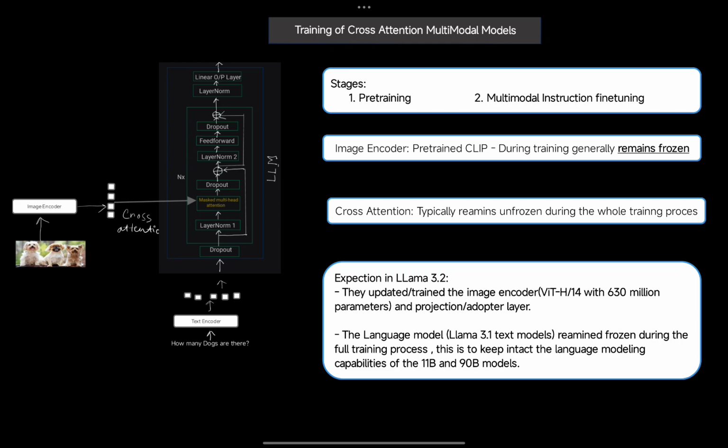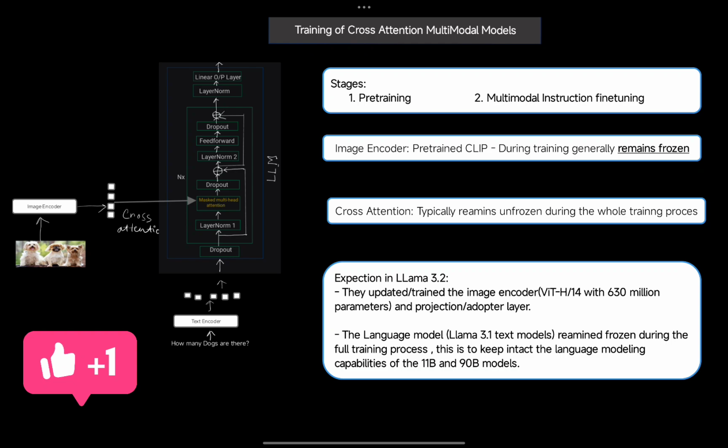In case of Llama 3.2, they have used a vision transformer with 630 million parameters. They haven't used CLIP; they have used a vanilla vision transformer and trained it from scratch using this mechanism, right? And the language models, in case of Llama 3.2, are the previous text models from Llama 3.1, and those remained frozen during the full training phase. The explanation they have given in the paper is that they did this to keep intact the language modeling capabilities of the 11B and the 90B models.